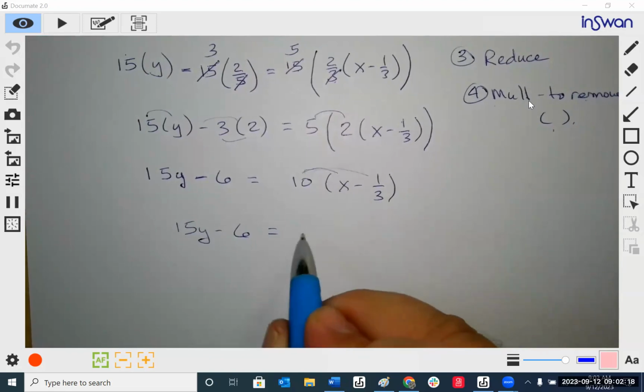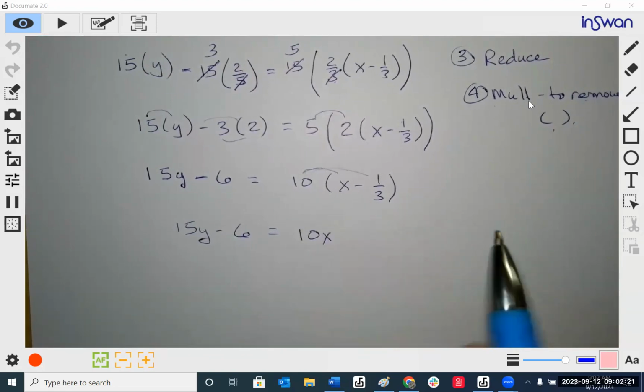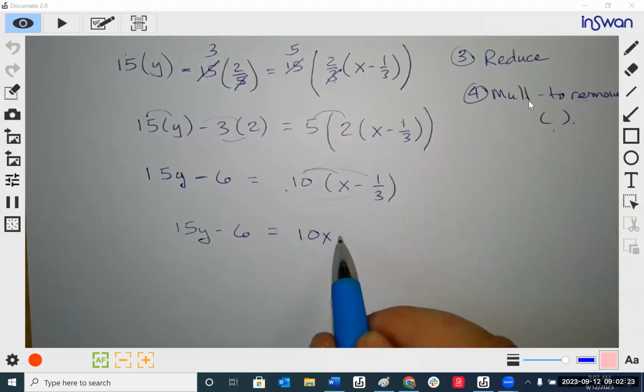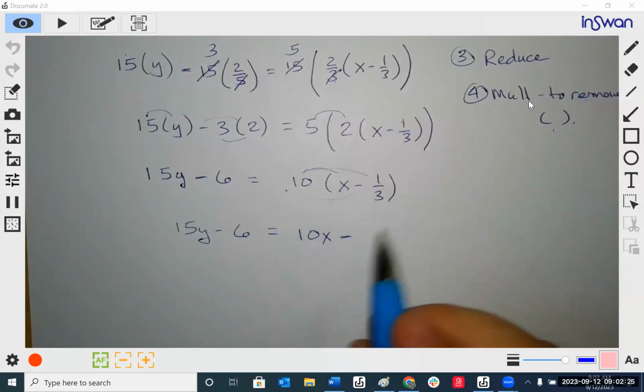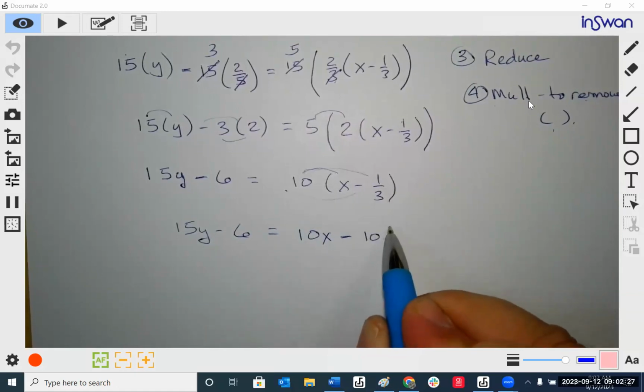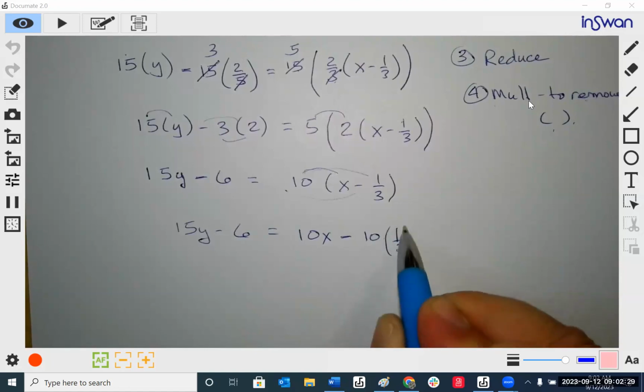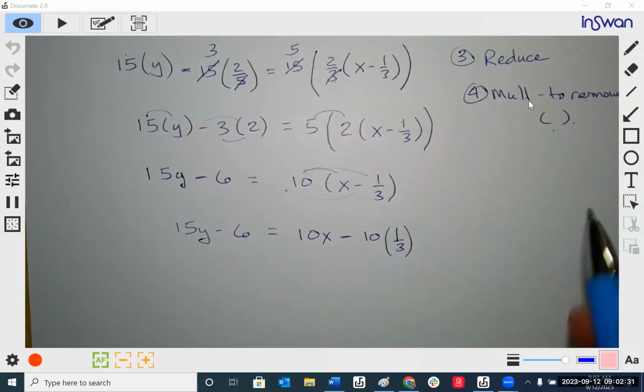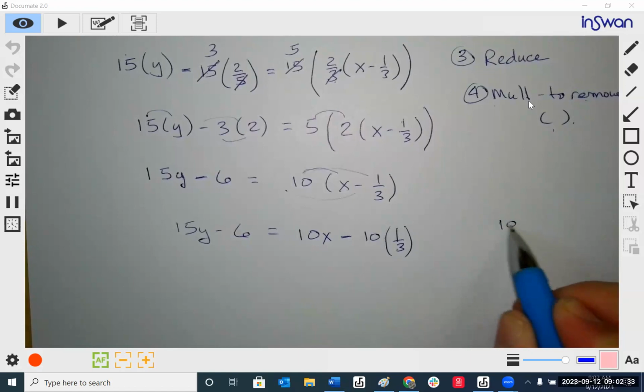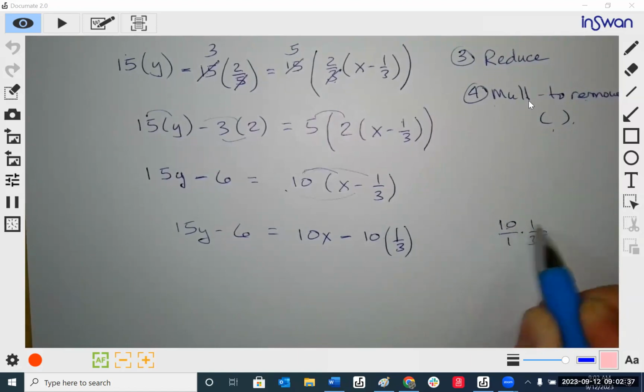So positive is positive. 10 times x is 10x. Positive times negative is negative. 10 times 1/3. What is 10 times 1/3? Nothing cancels, so it's 10 times 1 is 10. 1 times 3 is 3. It's 10/3.